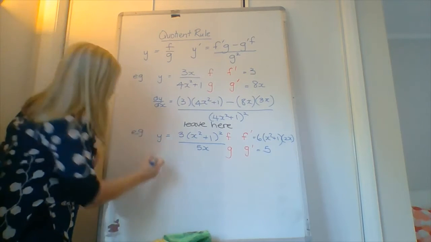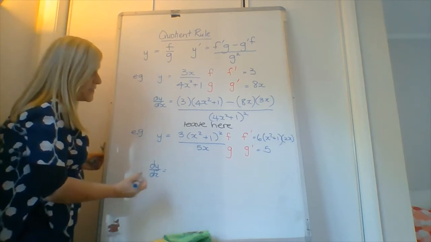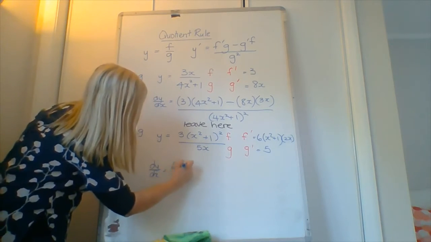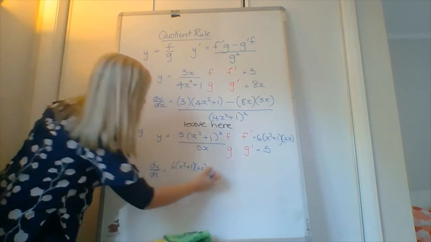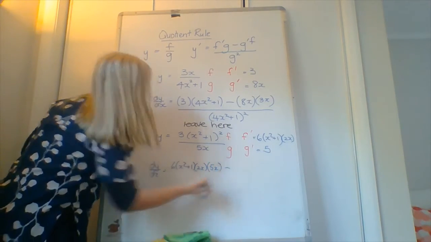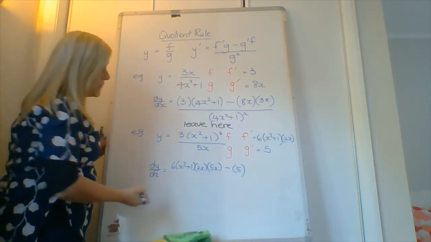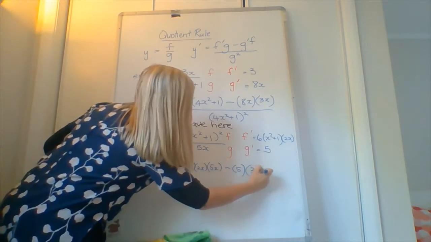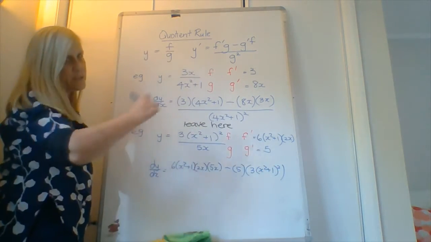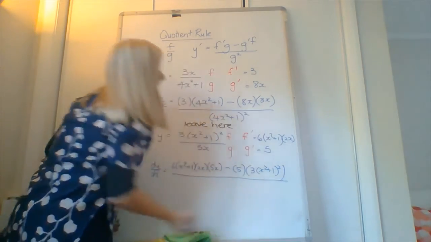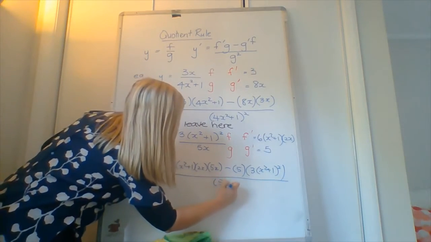So dy by dx, lots of brackets, equals f dash 6, bracket x squared plus 1, bracket, 2x times g 5x, minus g dash, put it in a bracket, 5, f bracket 3, bracket x squared plus 1, squared bracket. All right, make sure your starting and finishing brackets are equivalent, so you've got a balance of them, and the bottom line squared.